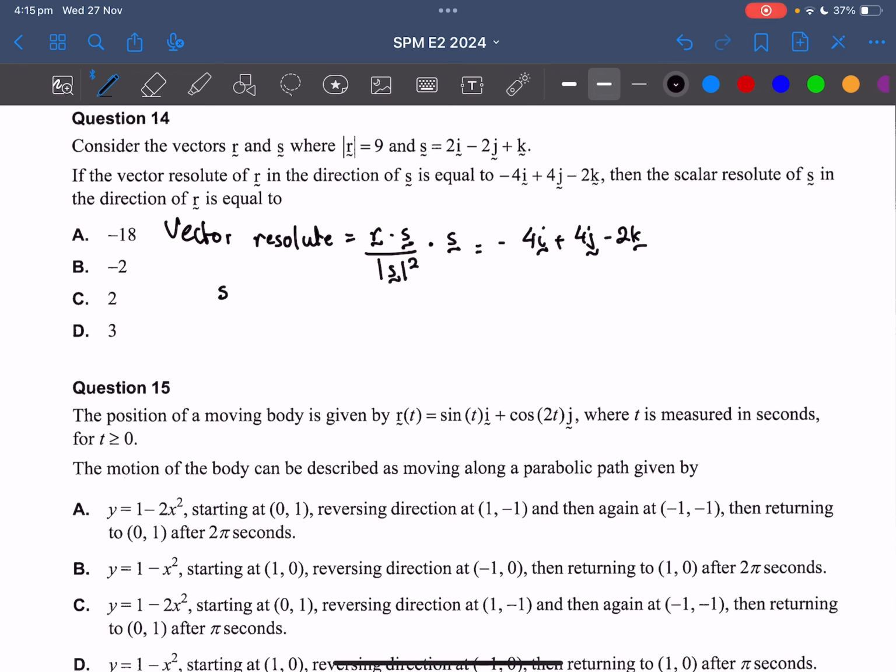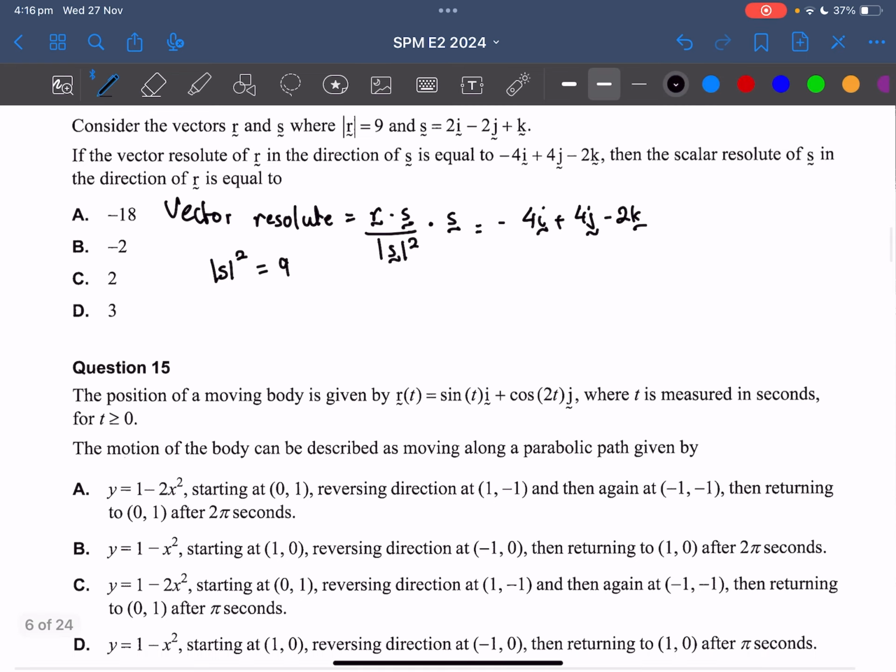So let's find the magnitude of s and square it. So we'll have 4 plus 4 plus 1. Well, that's the magnitude of s, by the way. And if we square it, we are just going to get 9. So magnitude of s whole squared is equal to 9, right? So we have r dot s over 9, and that is equal to 2i minus 2j plus k is equal to minus 4i plus 4j minus 2k.